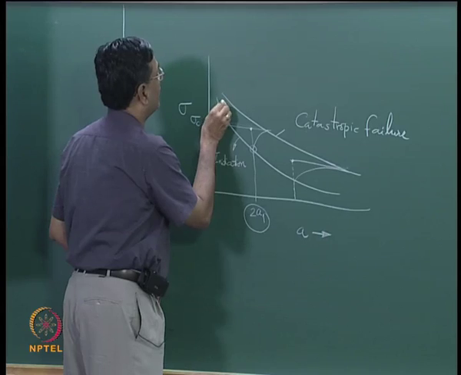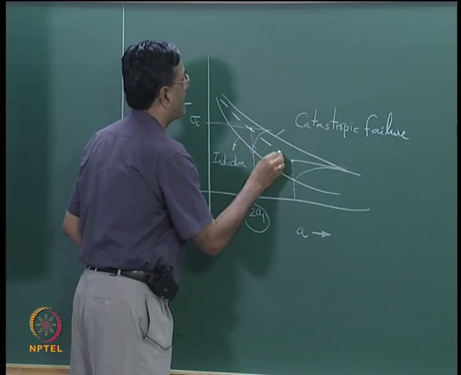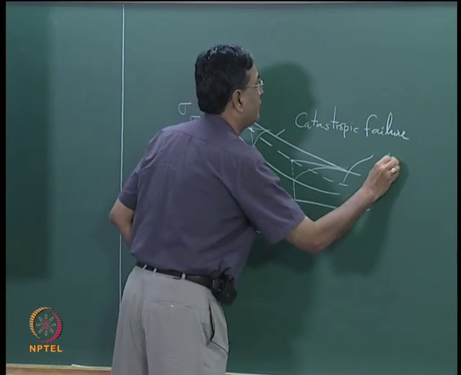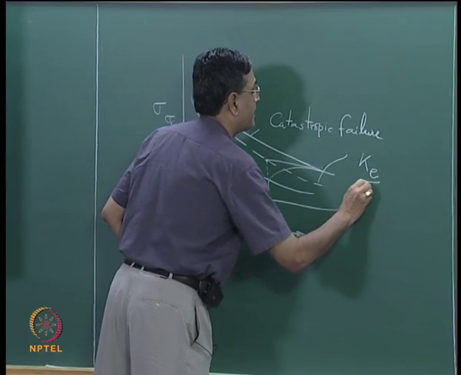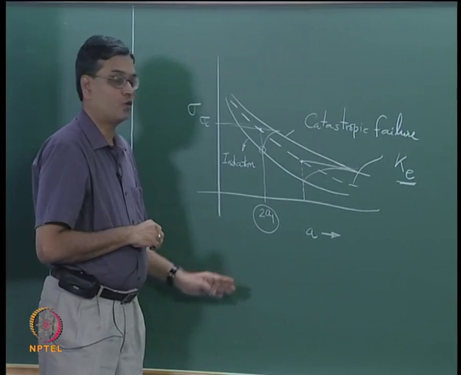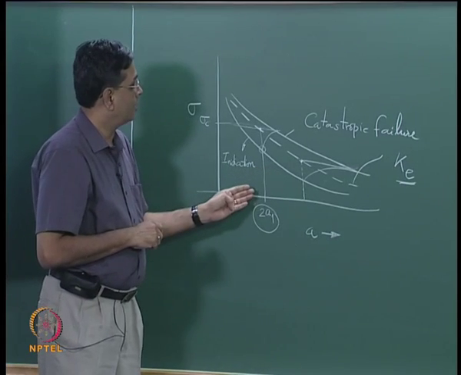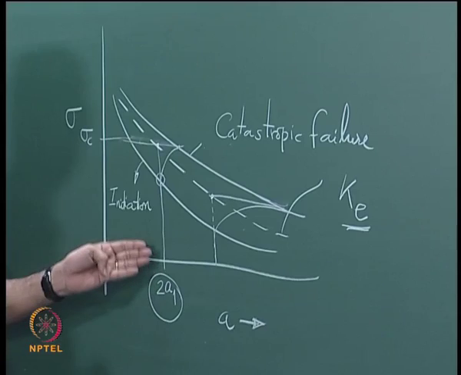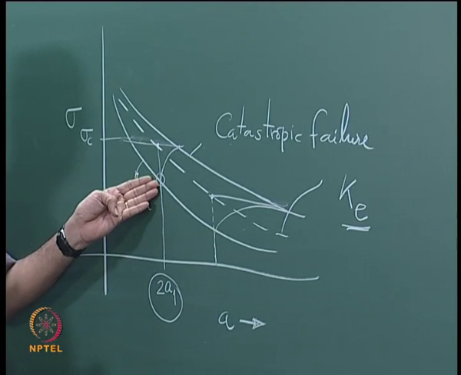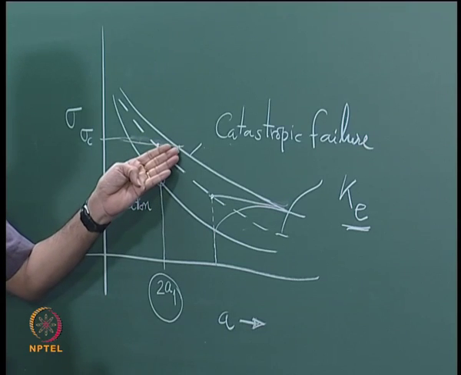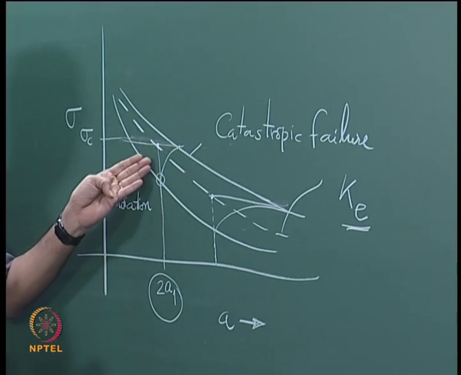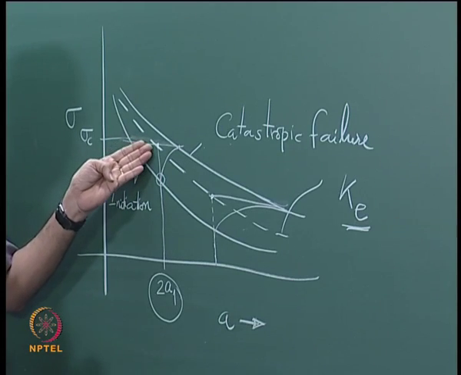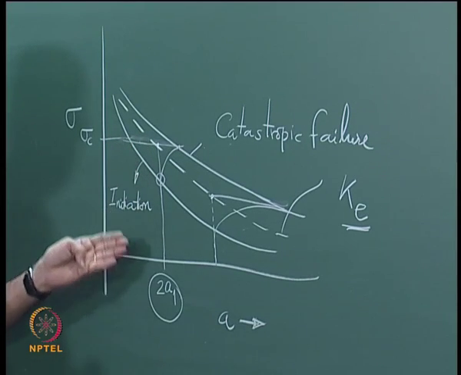Suppose I join all of them, I have the graph corresponding to Ke, that is apparent toughness. So, what you have here is, when you have the crack of length 2a1, crack initiates at a particular stress level, catastrophic failure occurs at this stress level, but you develop apparent toughness in such a fashion: the failure stress is sigma c, but the initial crack length is a1.